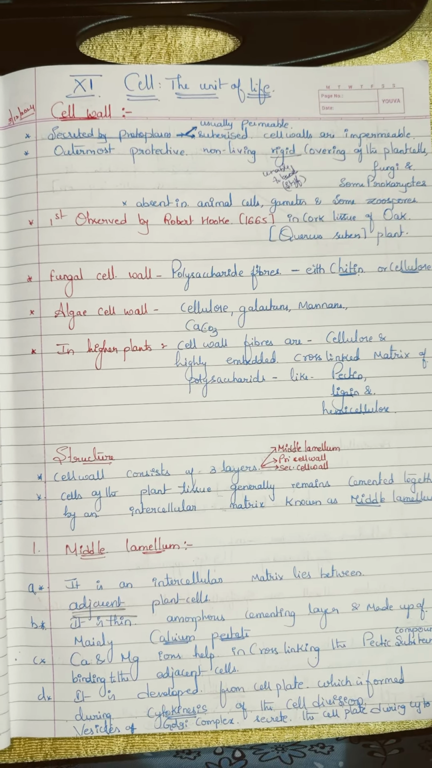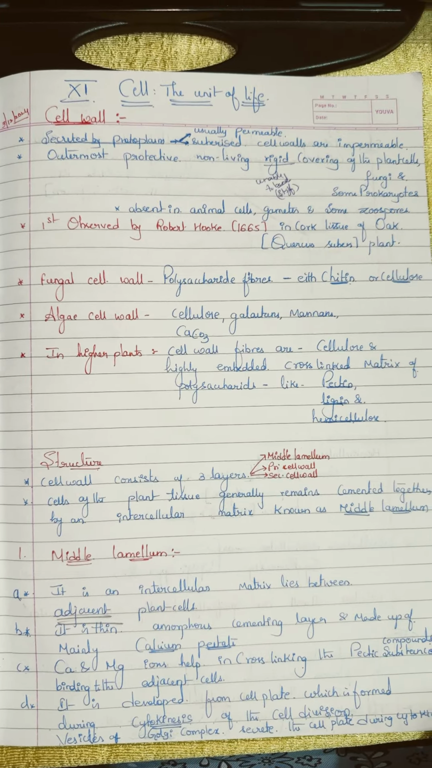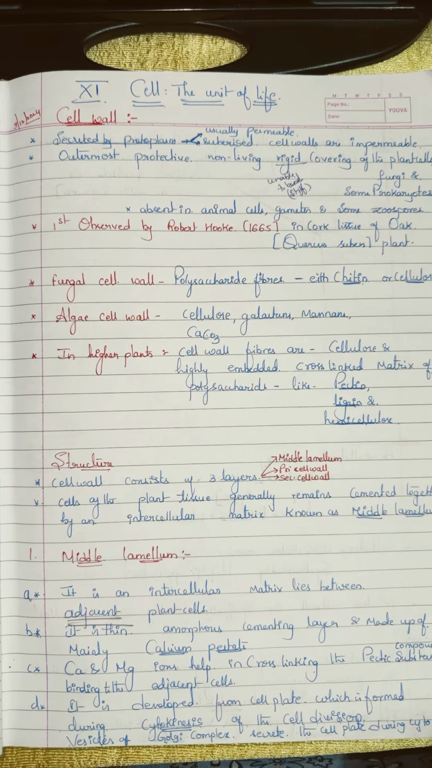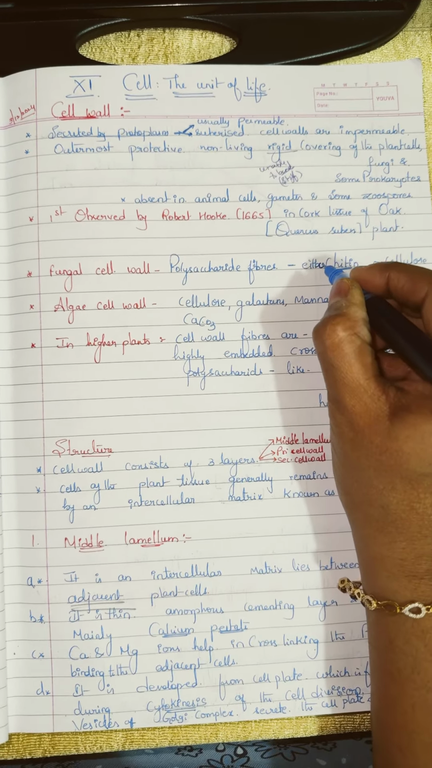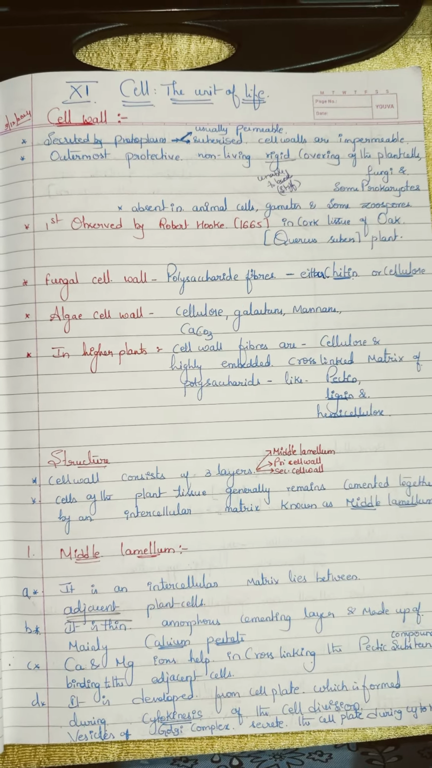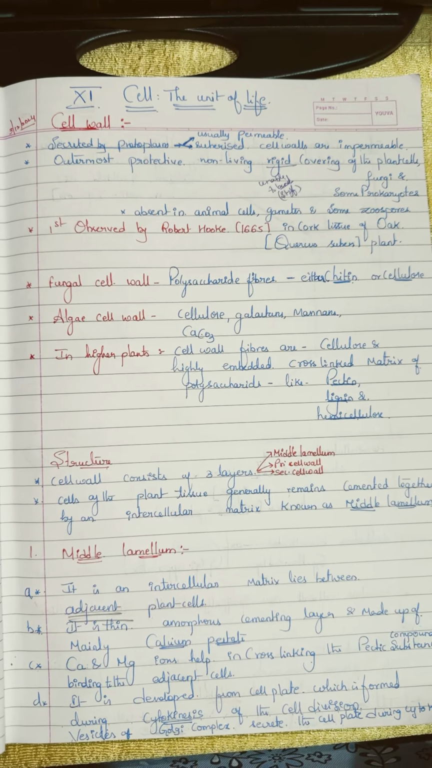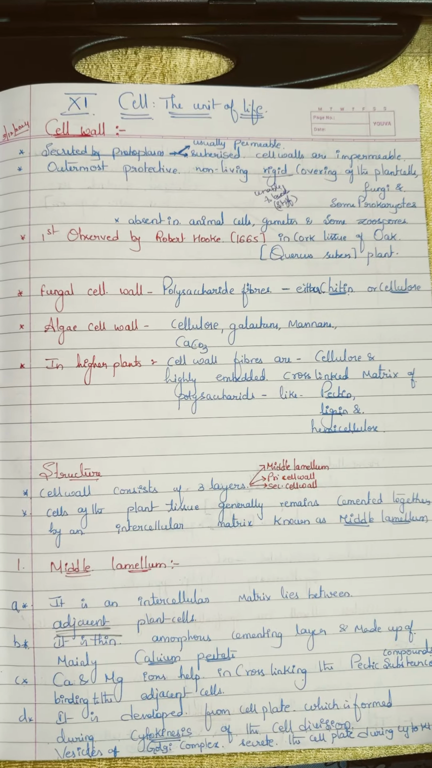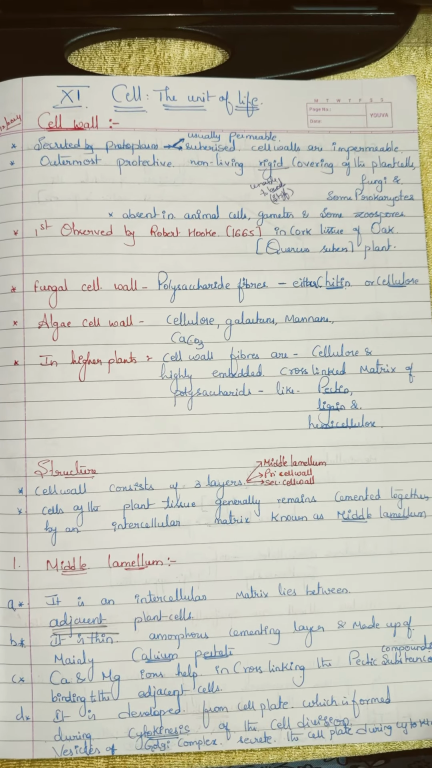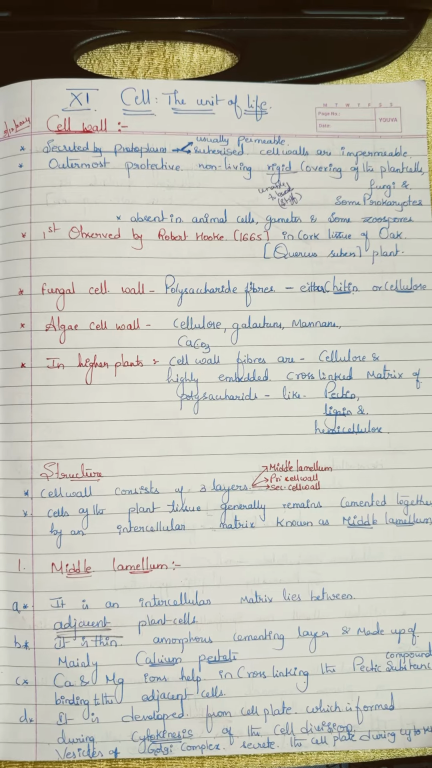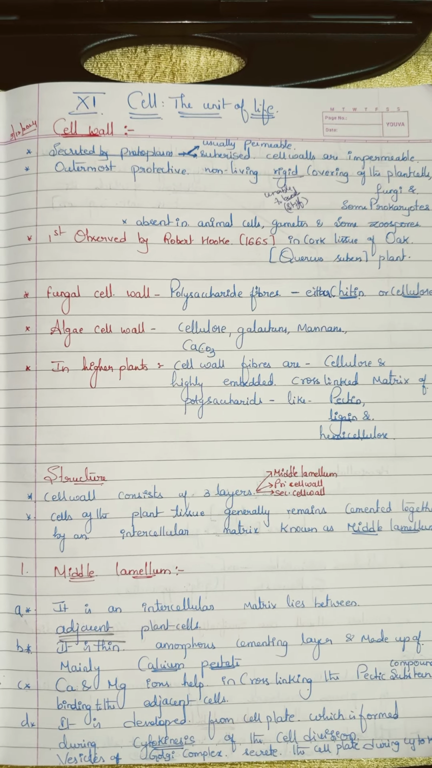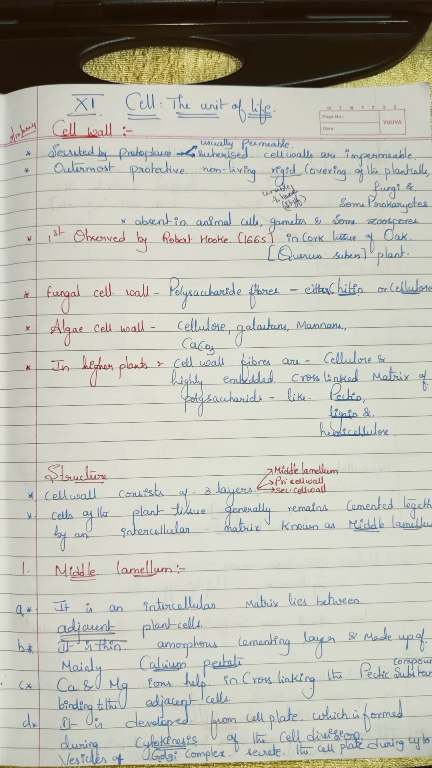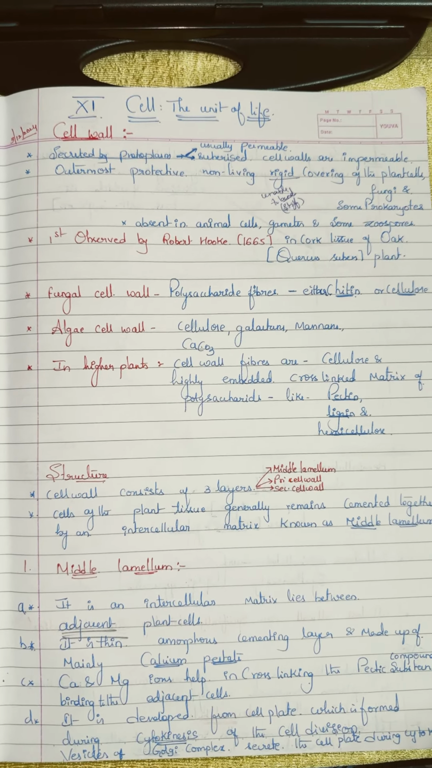Fungal cell wall is made up of polysaccharide fibers, especially chitin or cellulose, but the major part will be the chitin. Next, algal cell wall is made up of cellulose, galactose, mannose, and other things. In higher plants, cell wall fibers are especially cellulose and a highly cross-linked embedded matrix of polysaccharides like pectin, lignin, hemicellulose, etc. And all of these cell walls are made up of different types of materials.